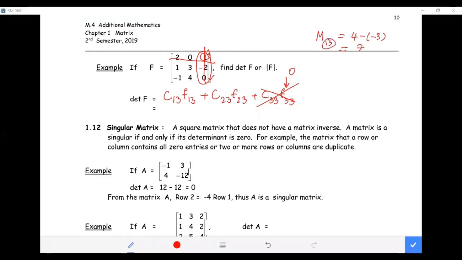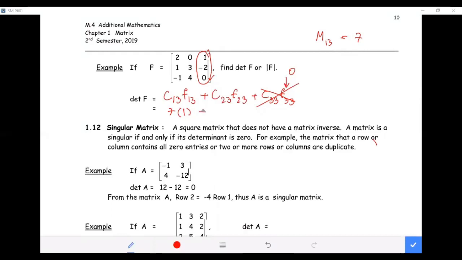And look at this location, right? 1, 3. 1 plus 3 is 4, which is even. You don't swap the sign. So this one is going to be 7. Okay, let me go back a bit. So we are going to have 7, and then the entry is 1, right? F13 is 1. Okay, finish.